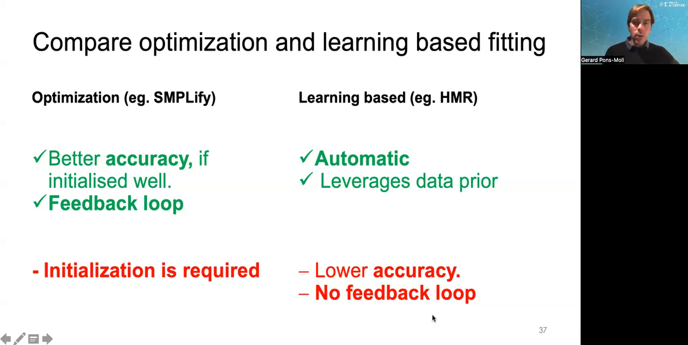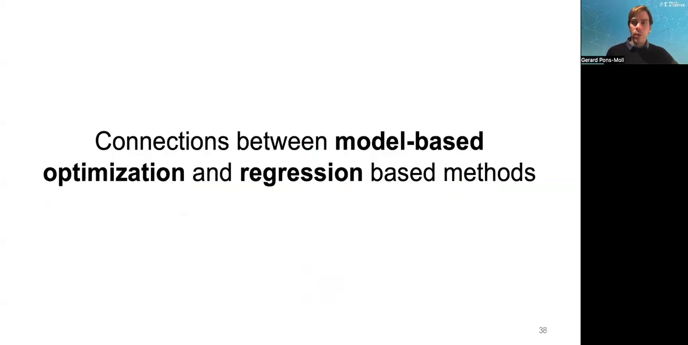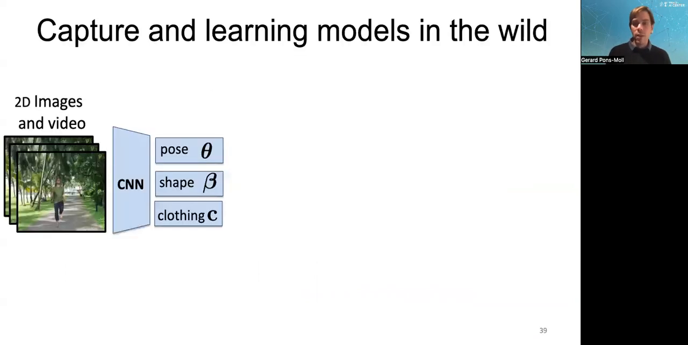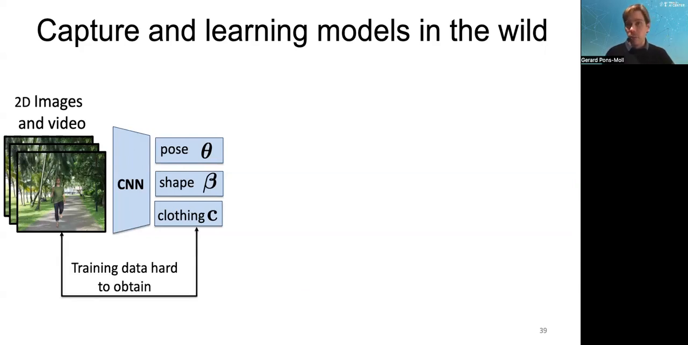All right, so we're almost finished. I just want to show you a little bit more mathematically what's the connection between model-based optimization and regression, because actually they are not that different, right? In all these methods that we've seen, these self-supervised methods, what we're doing is training a neural network to predict pose and shape, but you could extend it to predict clothing and texture. In fact, people have done this.